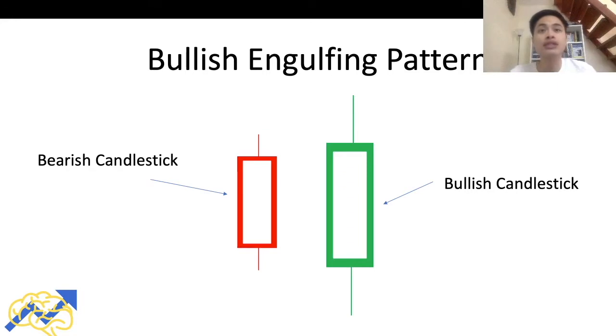Ideally, we also want to see the body of the bullish candlestick to be larger than the whole bearish candlestick. That means larger than both the body and wicks of the bearish candlestick. But that is more a bonus than a criteria. So that's the 2 criteria we want to look out for in a bullish engulfing pattern. The first is that the first candlestick must be a bearish candlestick and the second candlestick a bullish candlestick. The second is that the body of the bullish candlestick must be larger than the body of the bearish candlestick.